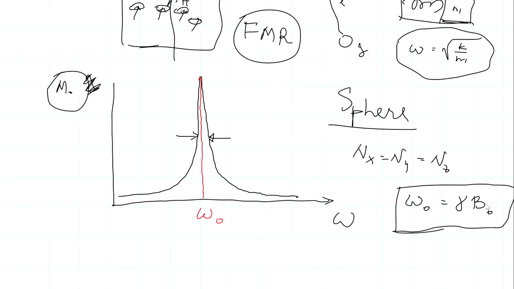The stronger the field, the higher the frequency, which means that if we increase the external magnetic field, the frequency shifts to the right. Okay, I will stop this lecture at this point, and we will continue with another lecture on magnetization dynamics, and we'll talk more about this.